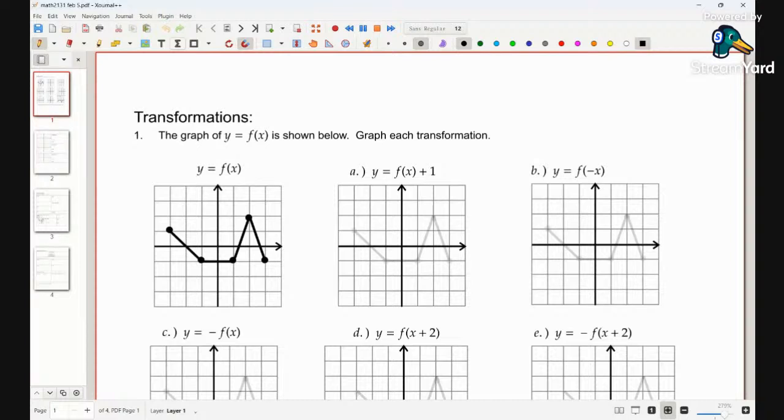Let's see. All right, so I want to re-emphasize the importance of transformations. So officially, hello, I'm ready to go. Sorry for the delay. Definitely a major topic in pre-calculus.